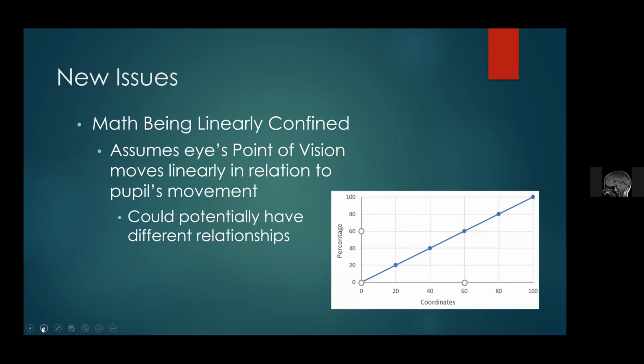Oh, and the next issue we have is that the math is linearly confined. What I mean by this is that if the pupil of your eye was 60% left of the bounding box, it assumes you'd be looking at 60% left of your screen. It implies that there is a linear relationship between these two attributes, but that isn't necessarily true. There could be a logistic relationship, exponential, logarithmic. You can't assume it's always going to be linear.